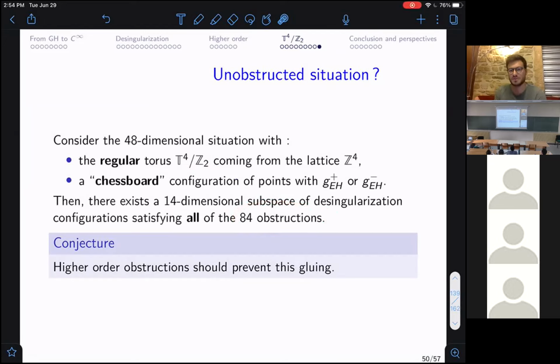And so the question would be, well, can we desingularize it by actual Ricci flat metrics? And I think this should not be true. I think even higher order obstructions should prevent this, but this is very hard to check. And so that's my last slide of results.